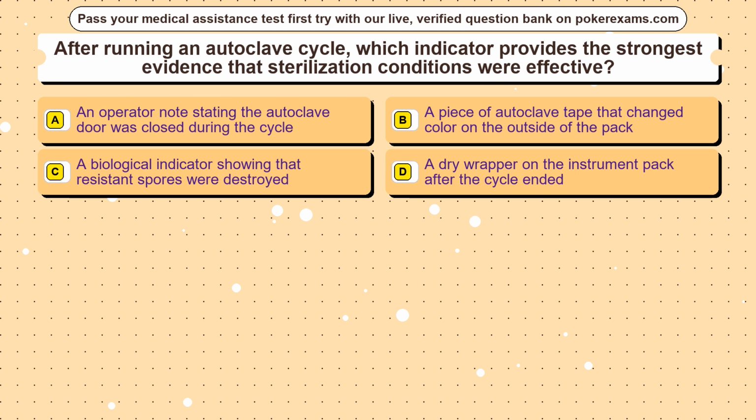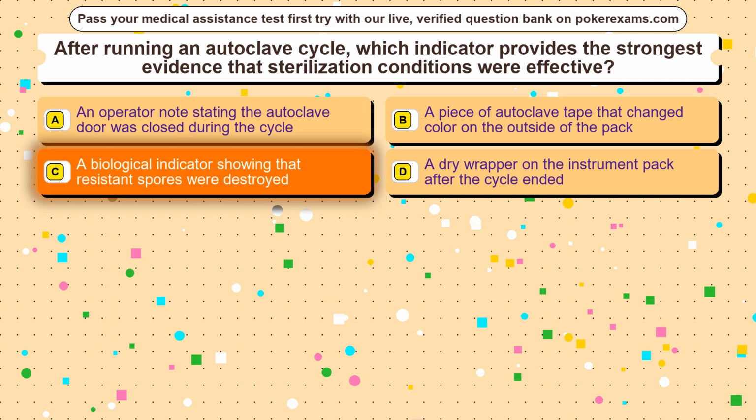Question 83. After running an autoclave cycle, which indicator provides the strongest evidence that sterilization conditions were effective? Option A. An operator note stating the autoclave door was closed during the cycle. Option B. A piece of autoclave tape that changed color on the outside of the pack. Option C. A biological indicator showing that resistant spores were destroyed. Option D. A dry wrapper on the instrument pack after the cycle ended.